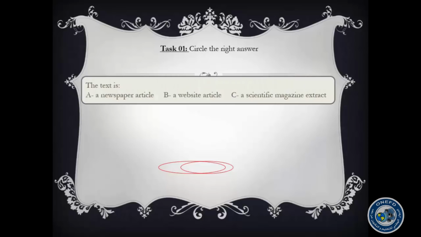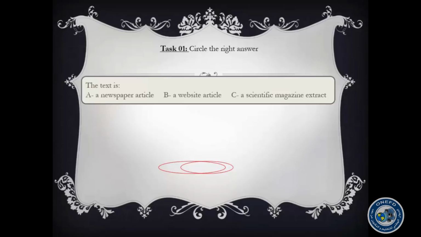task 1, circle the right answer. So this is a common question in your baccalaureate exam. To say the text is A, a newspaper article, B, a website article, or C, a scientific magazine extract. So feel free to pause the video, go back to the text and look for the answer.